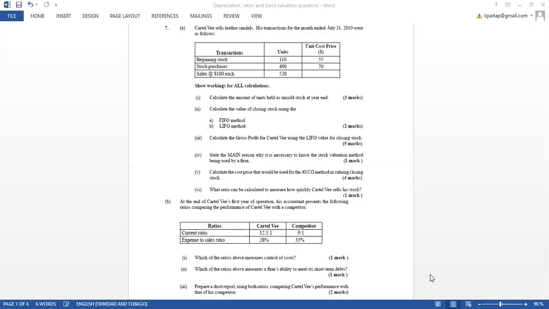Part 5, calculate the cost price that will be used for the AVCO method in valuing closing stock. So this question actually tested you a little bit on all the methods of stock valuation. They want you to calculate the average cost method. So basically, you are going to take the value of your opening stock, the value of your purchases, add them together, and divide by the total number of units, which in this case would have been 600. So anybody wants to put up that answer for me? Send that on Messenger.